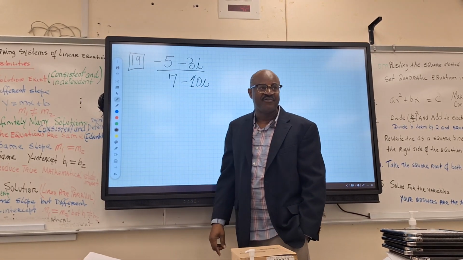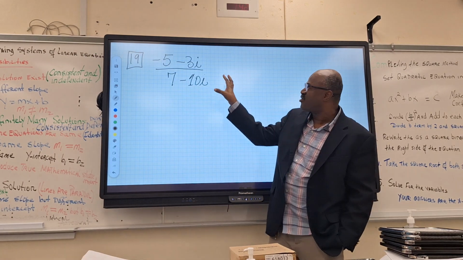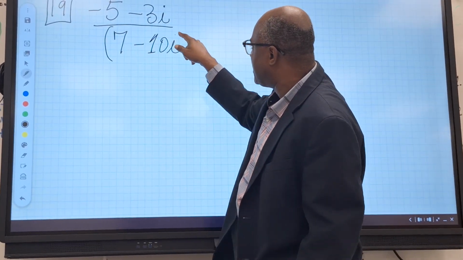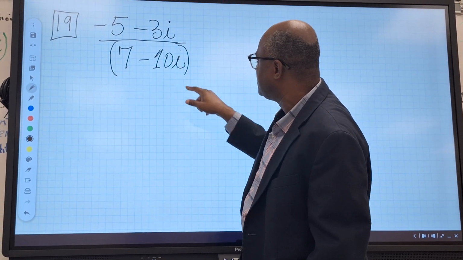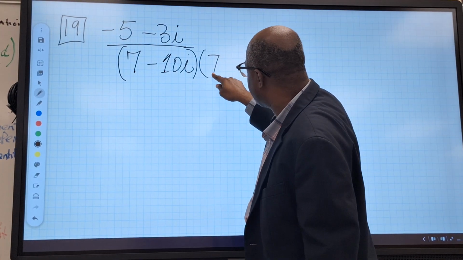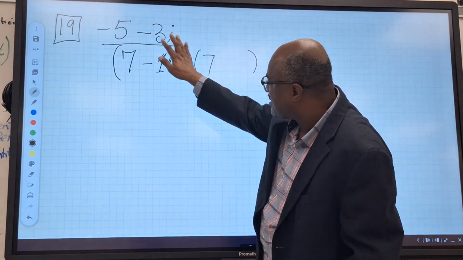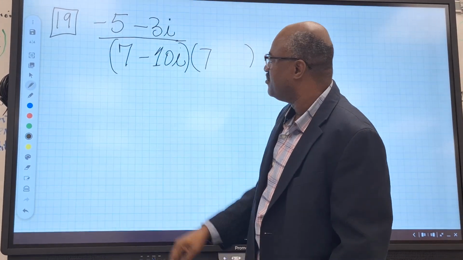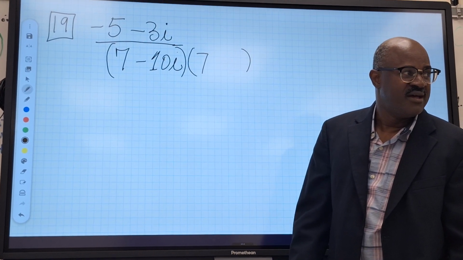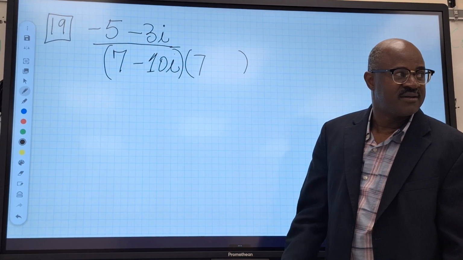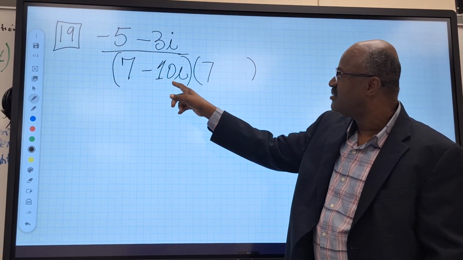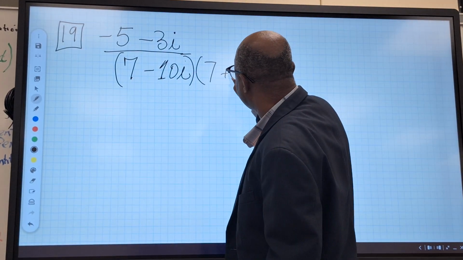Now we have to come up with the conjugate. What is the conjugate of that expression? A does not change. What is A in this case? A is 7, so you bring the 7 as A. This is the B part. We have to multiply by the inverse of that. What is the inverse of negative 10i? That is the opposite of that, positive 10i. That is the conjugate.